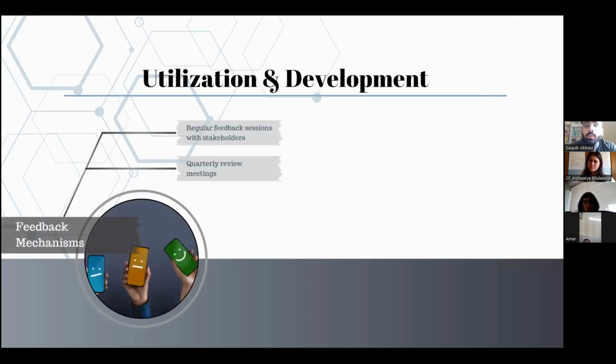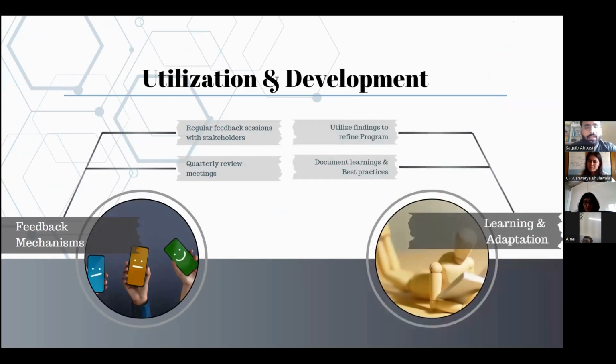From a utilization and development point of view, one way of going about it is introducing feedback mechanisms, which would be conducting regular feedback sessions with relevant stakeholders, doing quarterly review meetings with all the relevant players that are involved in it, and trying to adapt. The idea over this entire bit is how we are actually able to bring it back into our focus, which would be in the form of learning and adaptation. So in our case, by the end of the year, how the evaluation essentially informs us with respect to some of the strategic improvements that we would want to make to our programs, how we would want to improve our program, and definitely the documentation of learnings and the best practices that are going to be there.